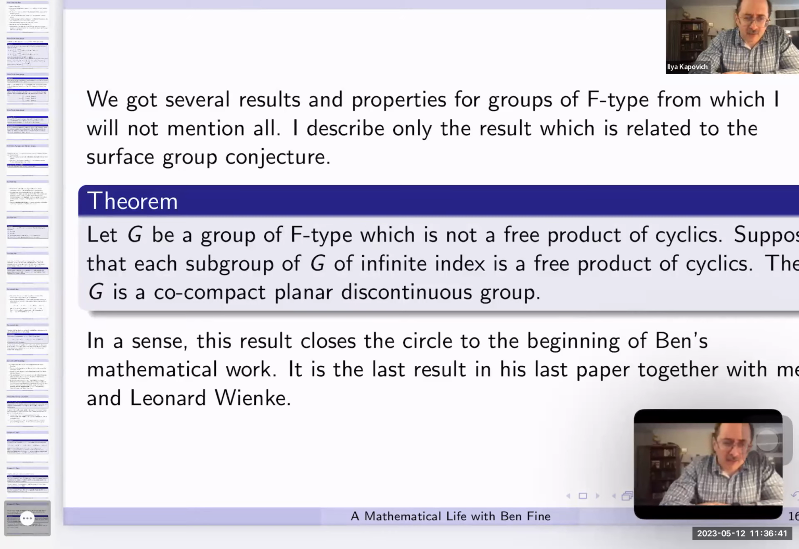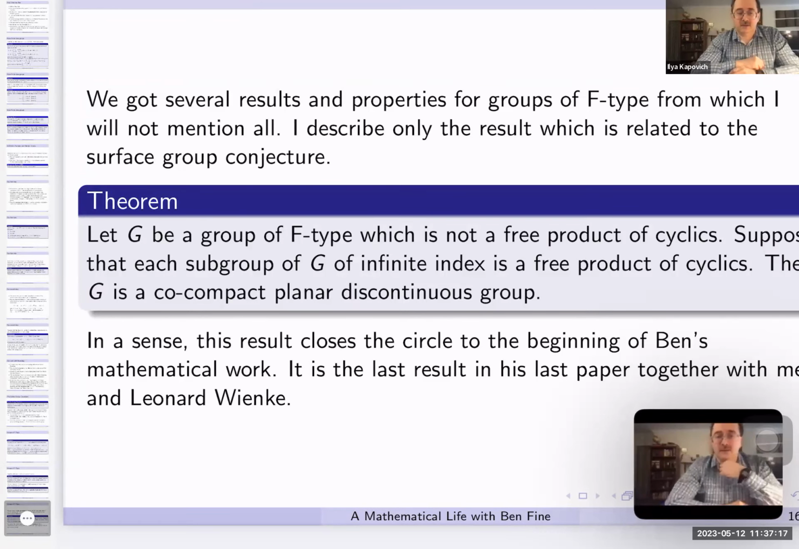I had a question. It was a little too fast in the formulation of this surface group conjecture. Was the requirement on all subgroups of infinite index, or only on finitely generated subgroups of infinite index, that they are free? For the surface group conjecture, the subgroups of infinite index have to be free. All subgroups, including the ones which are not finitely generated.